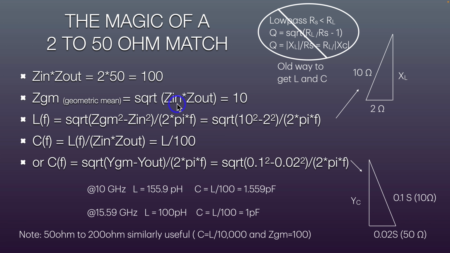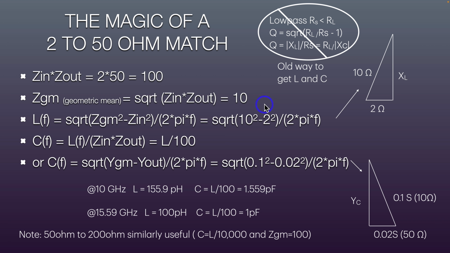A lot of this was discovered because I happened to pick out a sample case to play with that was a 2 ohm to 50 ohm match. It turns out that has some really almost magical properties. The input times the output impedance, 2 times 50, is 100. And a property called the geometric mean, which we'll be using quite a bit, is the square root of Z in times Z out, which is 10 in this case.